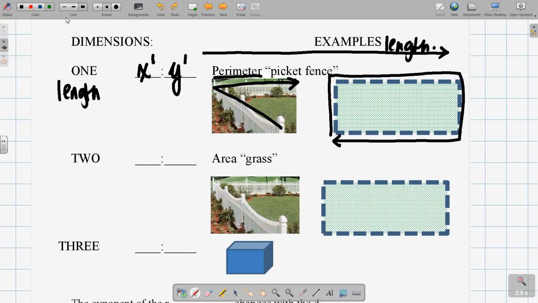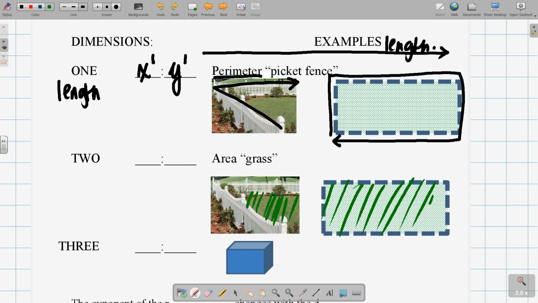Then you have area. When you think of area, think of glass. Area is a two-dimensional concept. When we work with the area ratio, the exponent is going to change. X to the second, because I'm in the second dimension, y to the second.